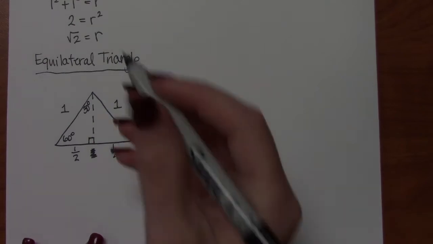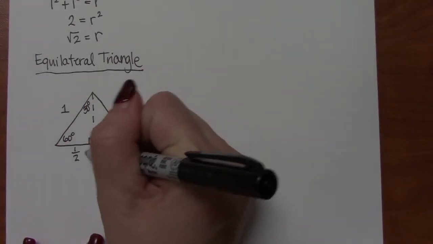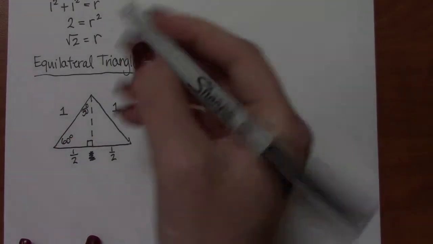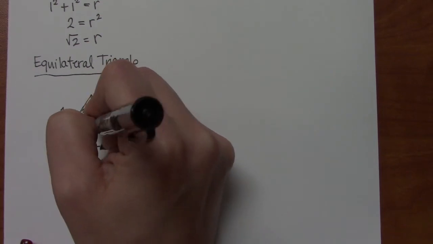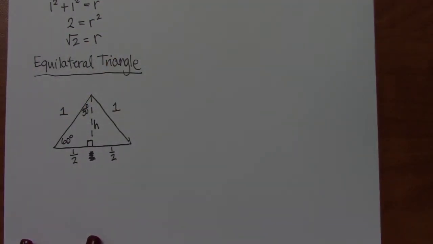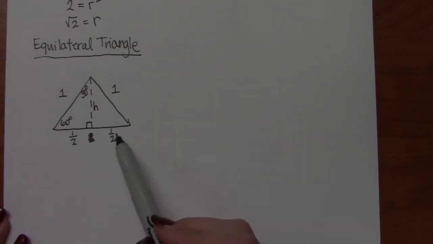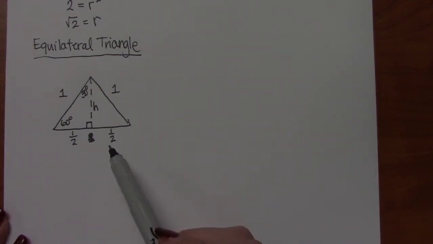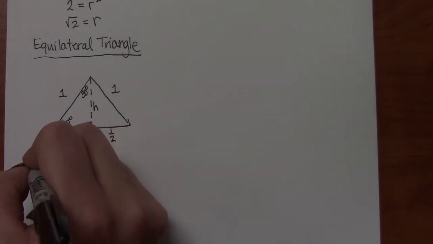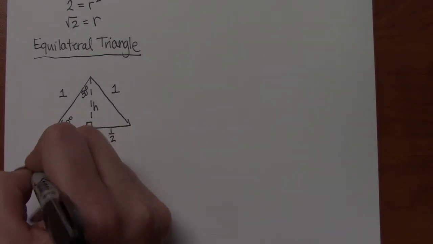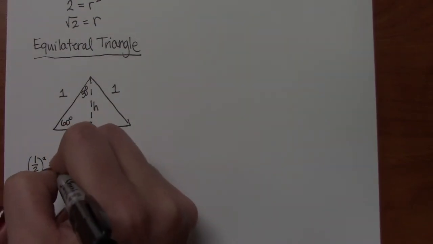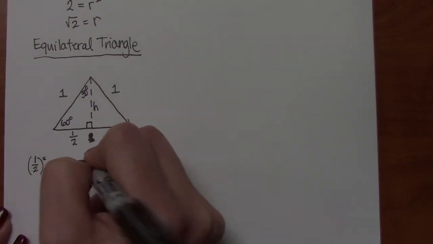All right, so now what we've got is this little right triangle right here. And we've got to figure out what the height is, right? Because we know 2 of the sides, but we don't know the 3rd side. So I'm going to do the Pythagorean theorem again, but notice now that the unknown side is a leg and not the hypotenuse, right? So when we do the Pythagorean theorem, it's going to be 1/2 squared plus h squared equals 1 squared.